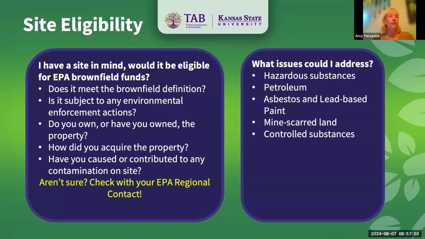Have you owned or do you own the property? That can sometimes cause eligibility issues. And how did you acquire the property? And most importantly, have you caused or contributed to any contamination on the site? That's going to have a big effect on whether you're eligible or not. And there's a lot of different types of substances that can be addressed, from hazardous to petroleum to asbestos and lead-based paint, controlled substances, and mine-scarred lands. Next slide.